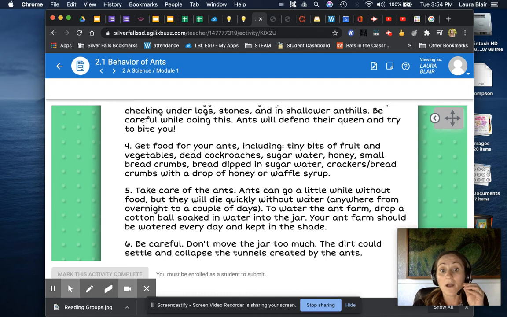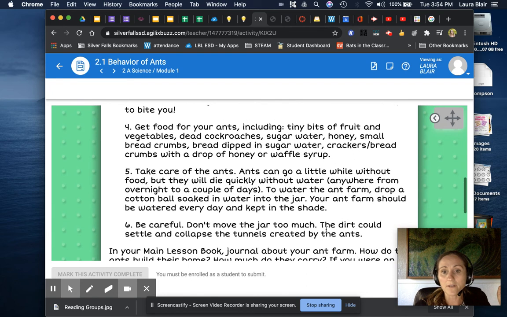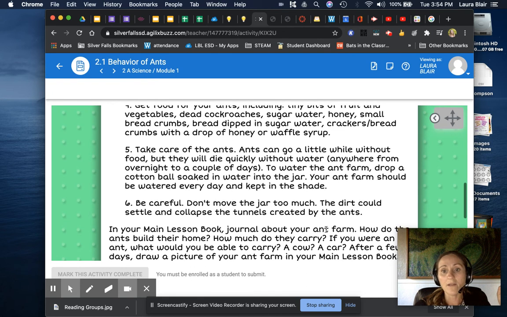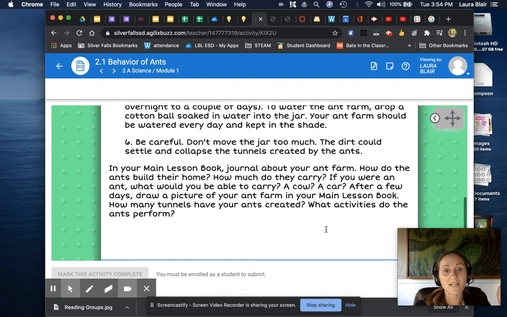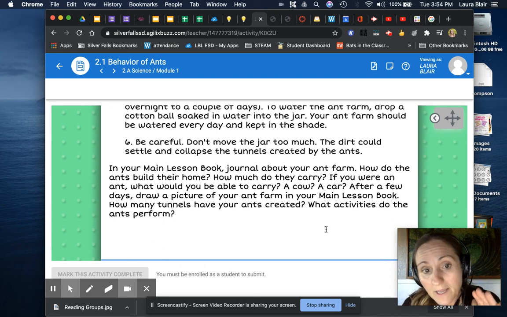Ants can go a little while without food, but they will die quickly without water, anywhere from overnight to a couple of days. To water the ant farm, drop a cotton ball soaked in water into the jar. Your ant farm should be watered every day and kept in the shade. Number 6, be careful. Don't move your jar too much. The dirt could settle and collapse the tunnels created by the ants. In your main lesson book, journal about your ant farm.